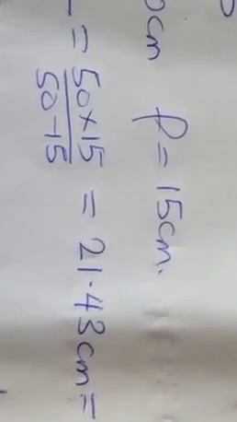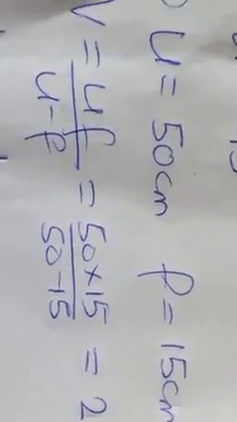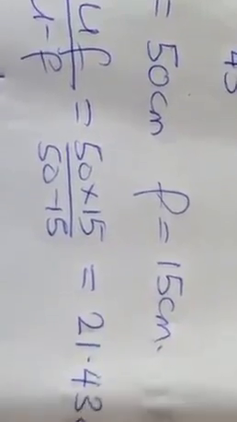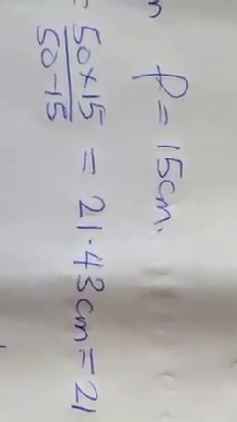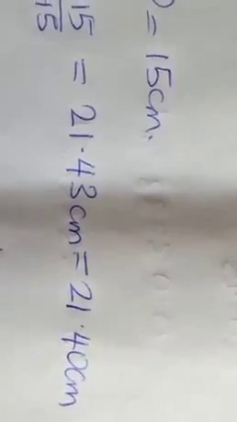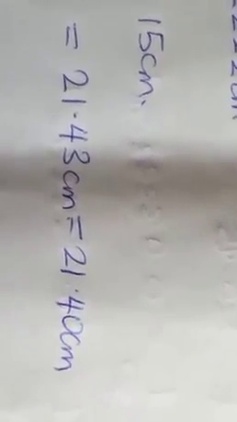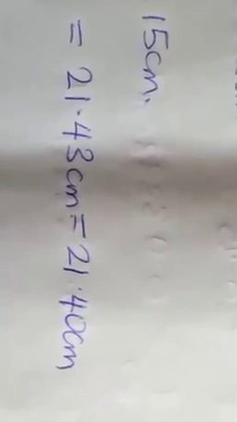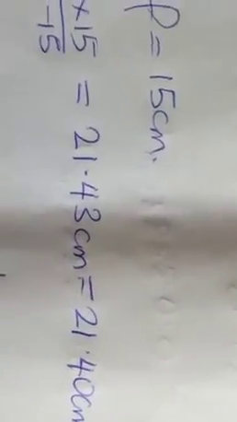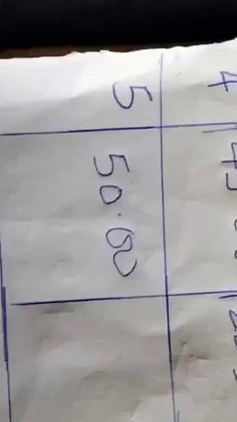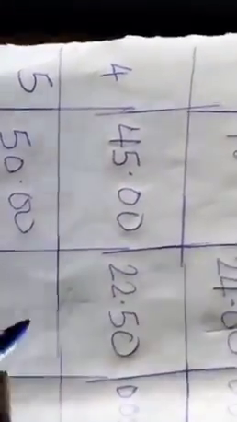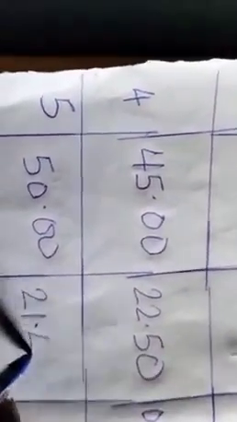No. Because V is obtained with the meter rule, and the meter rule measures to the nearest 1 decimal place. So rather than 21.43, we want to record to 1 decimal place, which is 21.4. So our V is 21.40, and we report 21.40 as our V to 4SF.